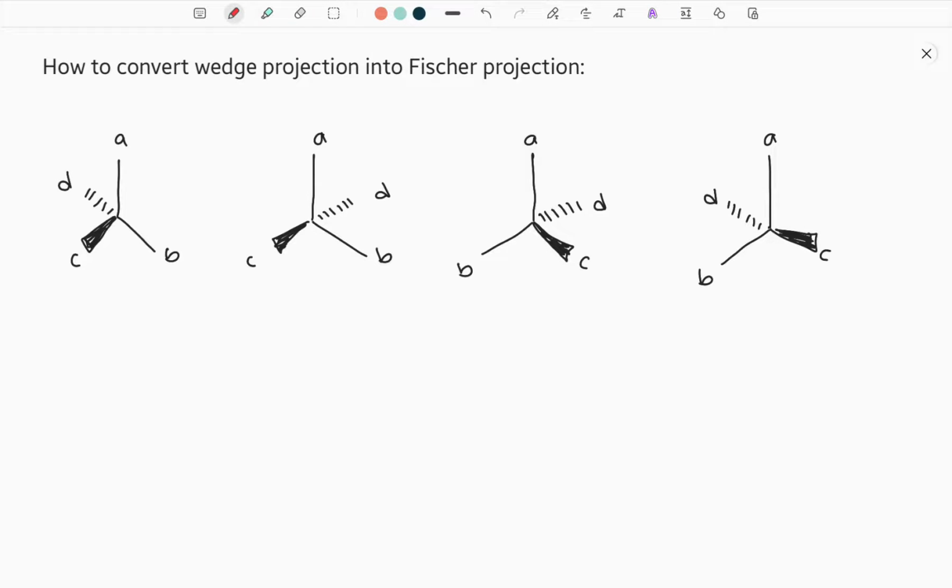Friends, everyone has a question: how to convert wedge projection formula into Fischer projection formula. In organic chemistry, we know that carbon is a central atom surrounded by four bonds, like we say A, B, C, D. This molecule is in a tetrahedral shape, and you know that tetrahedral is non-planar.